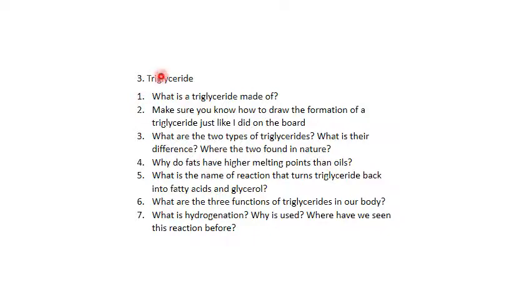Okay, triglycerides. What is a triglyceride made out of? A triglyceride is made out of a glycerol and three fatty acids. All right, so make sure you know how to draw the formation of triglycerides just like I did on the board. I'm not going to redo that here, but I drew it on the board where you have the glycerol plus the three fatty acids. Then there's an arrow, and it forms a triglyceride plus three waters.